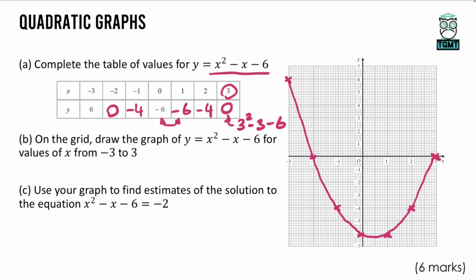Part C here says to use the graph to find, this word's important, estimates of the solution to the equation, and then we're given the equation, but it says equals -2. Had it said equals 0, we'd be looking at the coordinates where it crosses through the x-axis, but this has said -2, so essentially we are dropping the x-axis down by 2 and looking at the solutions where it crosses through this line. Now that's where estimates is important, because obviously all of our graphs are going to be slightly different depending on how we draw our curve, and also we're not computers, so we need to just read these as best as we can.